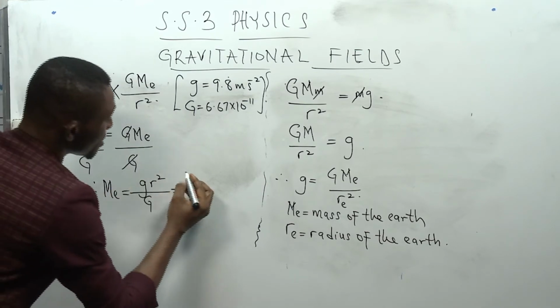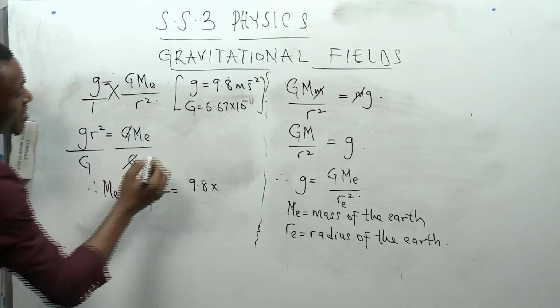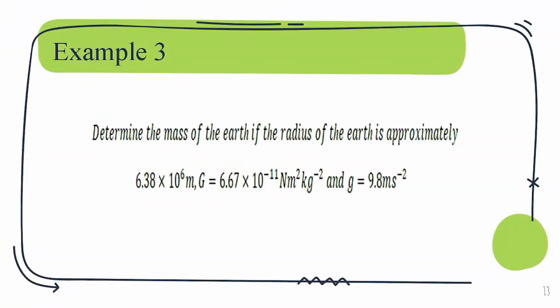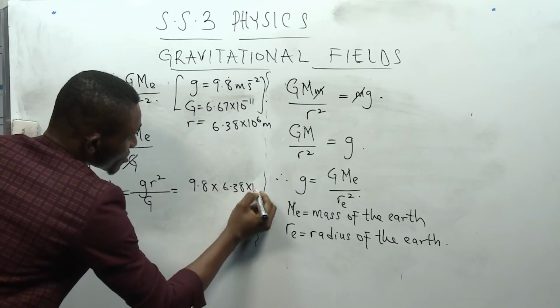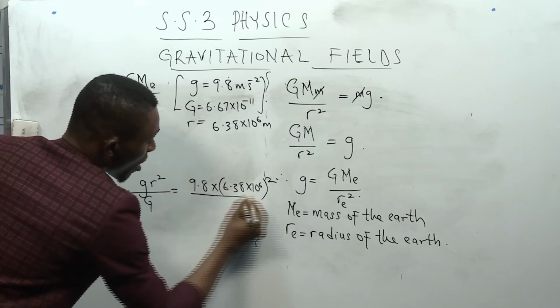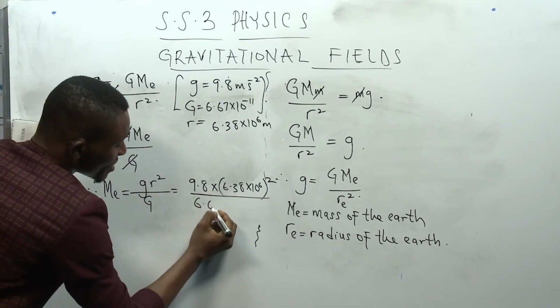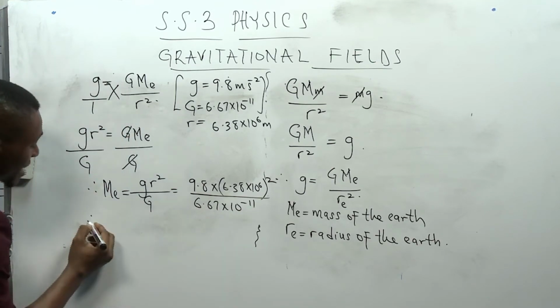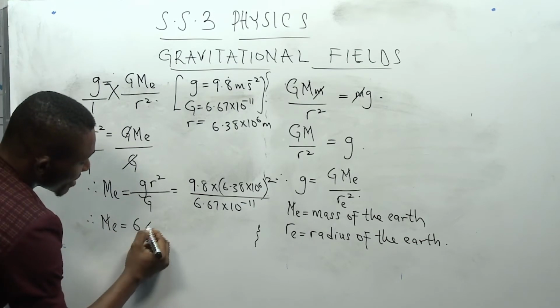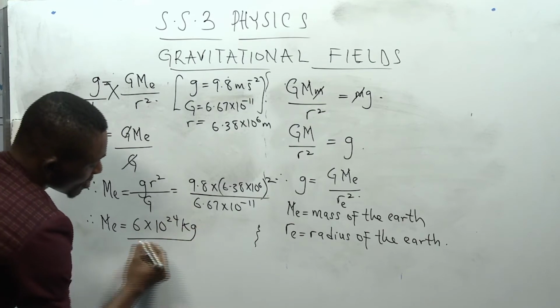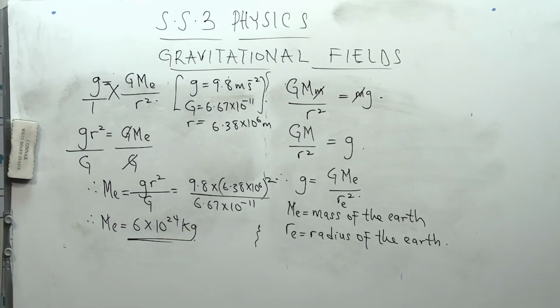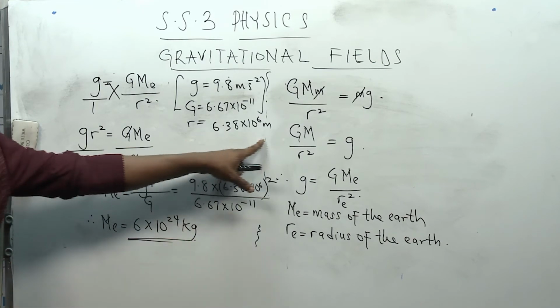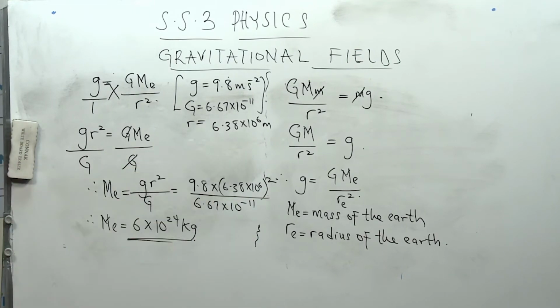and that is equal to g, which is 9.8, times r, and we were told to take r as 6.38 times 10 to the power of 6 meters. So from here we have 9.8 times 6.38 times 10 to the power of 6 all squared, all divided by the value of G, which is 6.67 times 10 to the power of minus 11. And from there, the mass of the Earth will be 6 times 10 to the power of 24 kg, which is the approximate value for the mass of the Earth. And every object on the surface of the Earth has a distance of 6.38 times 10 to the power of 6 meters from the center of the Earth.